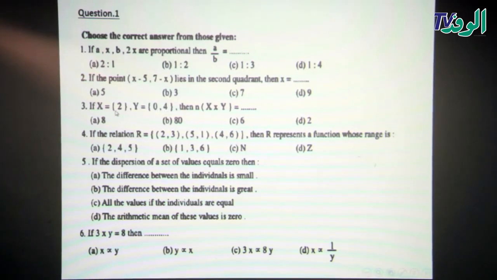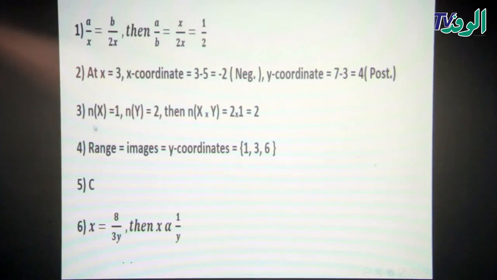So n of x is 1, n of y is 2, then n of x product y is 1 by 2 equal to 2. n of x is 1, n of y is 2, and n of x product y is 2 by 1 to be 2. Okay.